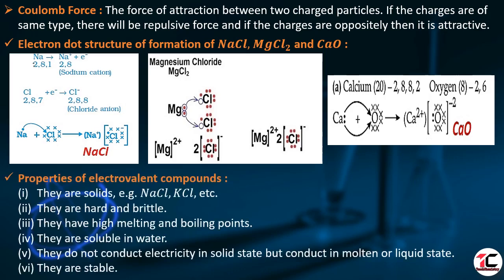Let us see some of the properties of electrovalent compounds. They are solid, for example, sodium chloride, potassium chloride, copper sulfate and many more. They are hard and brittle. They have high melting and boiling points. They are soluble in water. They do not conduct electricity in solid state, but they conduct electricity in molten or liquid state. And importantly, they are stable. They are stable because there is a strong force of attraction between the oppositely charged particles.